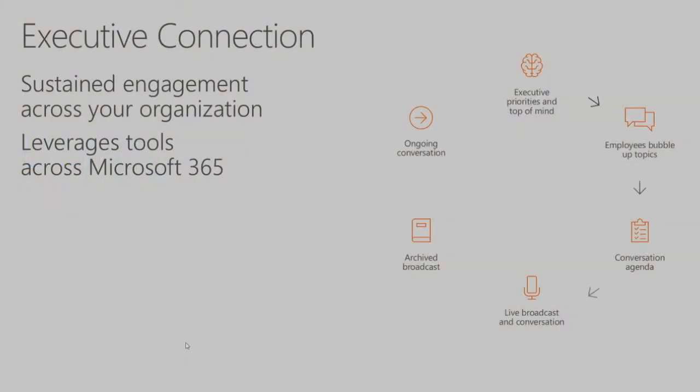So what we saw, I'm going to go quickly on this recap. We are running low on time. How the executive connection works: a quick recap is how executives share priorities in the Yammer group. Employees bubble up topics. The agenda is shared. Live broadcast happens with Yammer. They are archived, and the key value is the ongoing conversations that go on in Yammer.